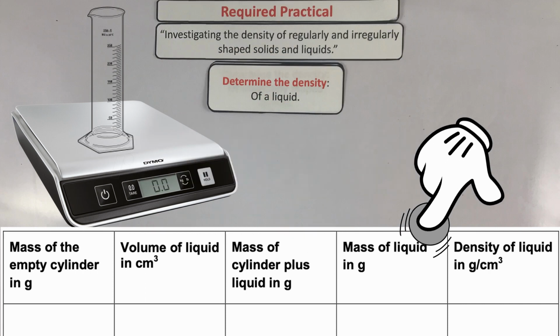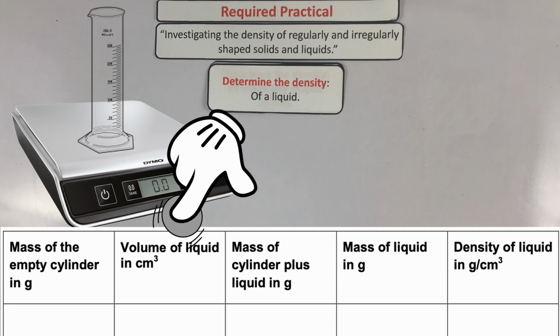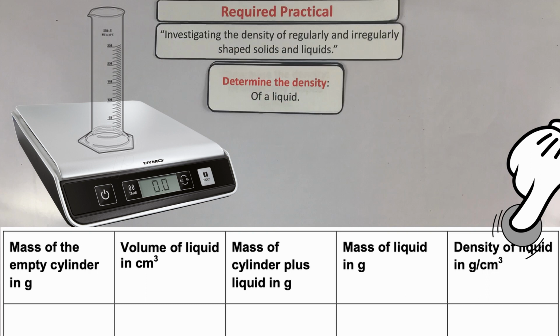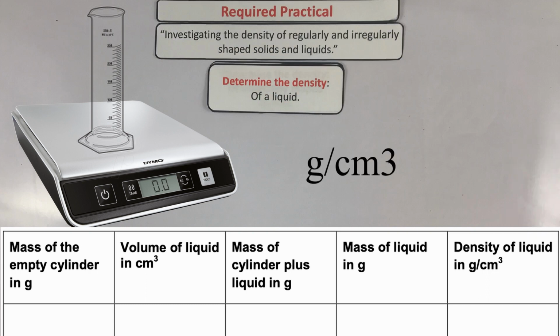Use this mass and the volume that you just measured to calculate the density, mass over volume. This will give you a unit in grams per centimeters cubed. To convert that to kilograms per meters cubed, you just multiply your answer by 1,000.